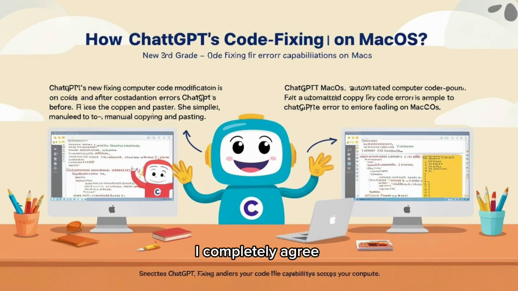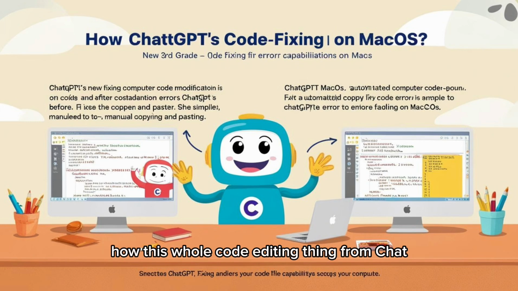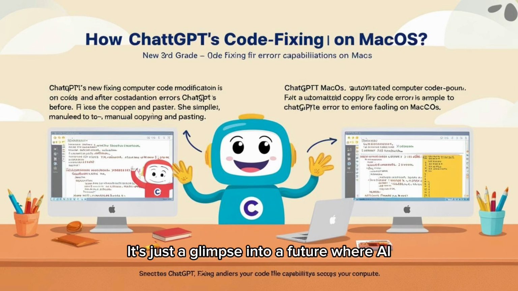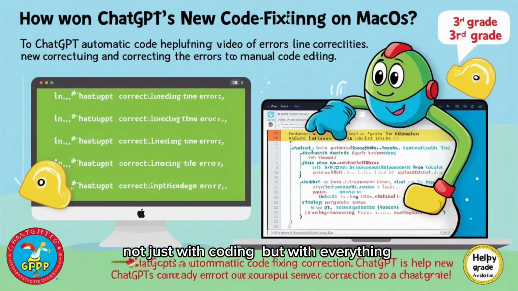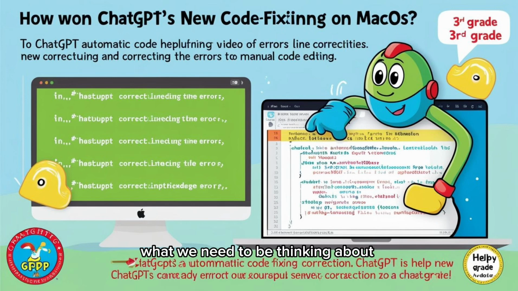I completely agree. And this goes back to what we were talking about earlier, how this whole code editing thing from ChatGPT is just one example of the crazy advancements happening in AI right now. It's just a glimpse into a future where AI is more and more integrated into our lives, not just with coding, but with everything. That's kind of exciting, but also a little bit scary. So how do we as individuals and as a society prepare for this future? What do we need to be thinking about?